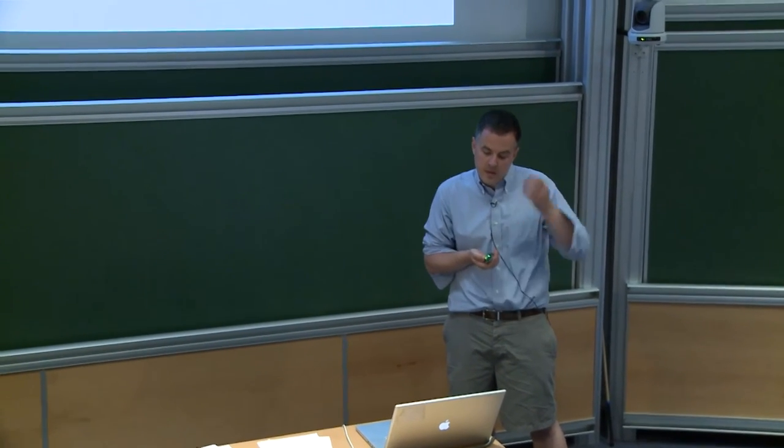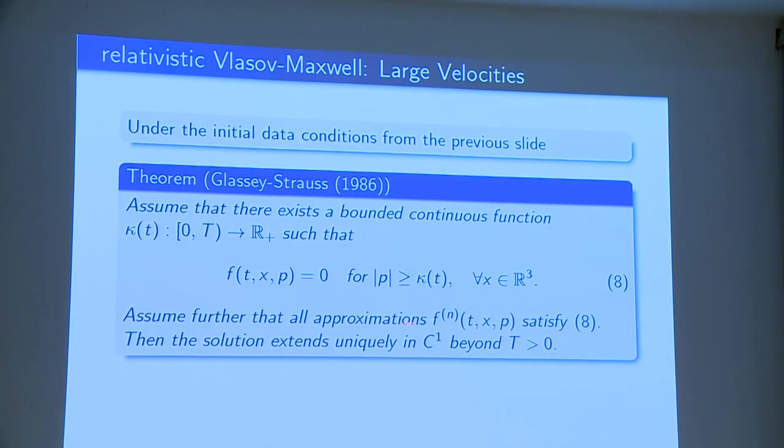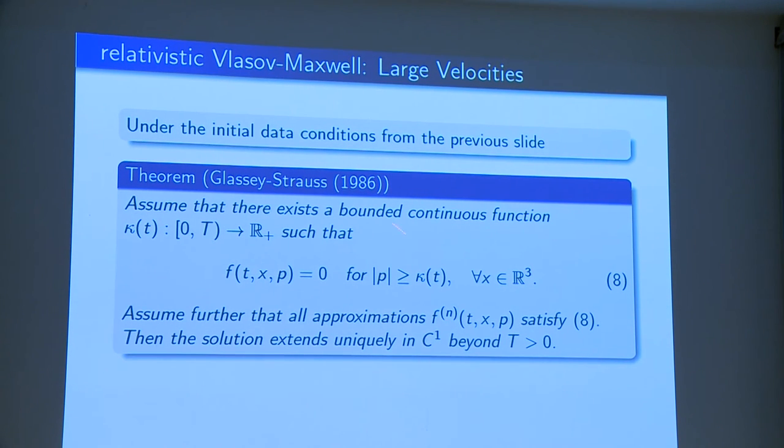Those are the assumptions. Then if you assume that the distribution function is zero for large momentum for all time, so you assume there exists a bounded continuous function kappa of t such that the distribution function is zero for all times, or up to time t, actually the way I'm stating it is up to time t, then the solution can be extended beyond t. And if this kind of assumption holds for all time, then the solution can be extended globally. Actually, people don't really talk about it that much today, but it's on the slide, so I'll just explain it.